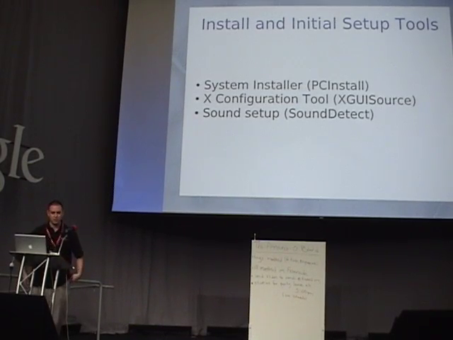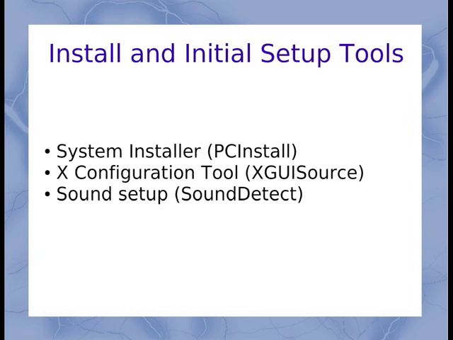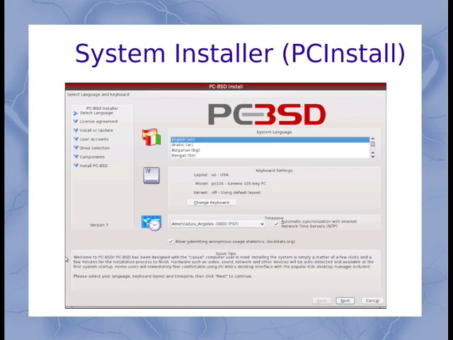First of all, we have a couple tools here for the install and initial setup. We have a system installer, X configuration tool, and a sound setup tool. This is the one you've probably all seen if you've ever done a PC-BSD install. That's what you get when you boot up. It brings you up to a nice graphical interface that will walk you through doing the installation of PC-BSD.